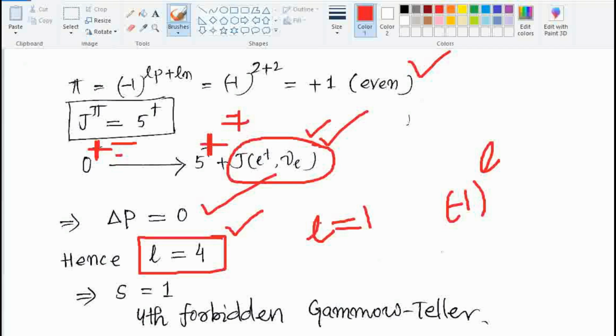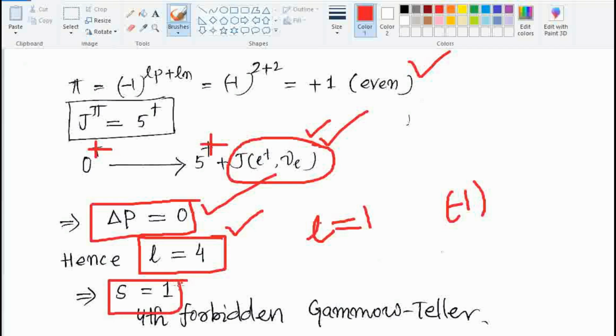As we are getting positive parity and the parity change equal to 0, that means the orbital angular momentum taken by the outgoing particle is restricted to even numbers. It may be 0, 2, 4, 6. But if this L value equals 4, the S value is equal to 1, because the S value cannot take a value more than 1. It can be 0 or 1.